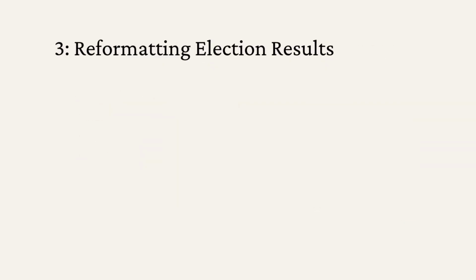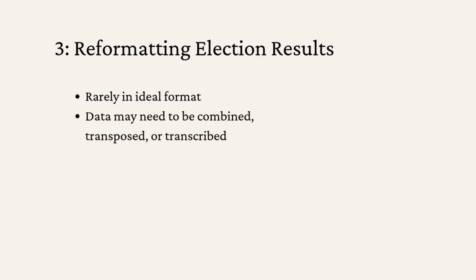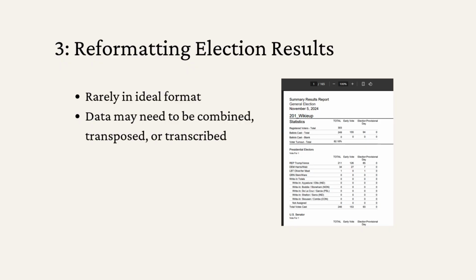Number 3. Reformatting election results. Precinct-level election results are rarely in the ideal format for our work. We may need to combine data from multiple files, transpose the data so that each row is a precinct and each column is a candidate, or even transcribe the results from PDFs to a format we can use.